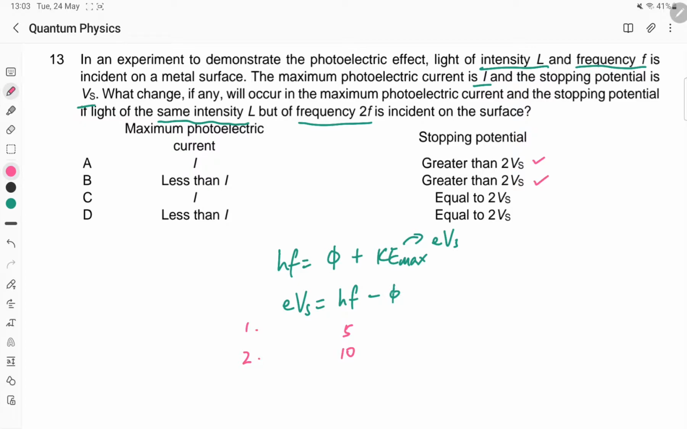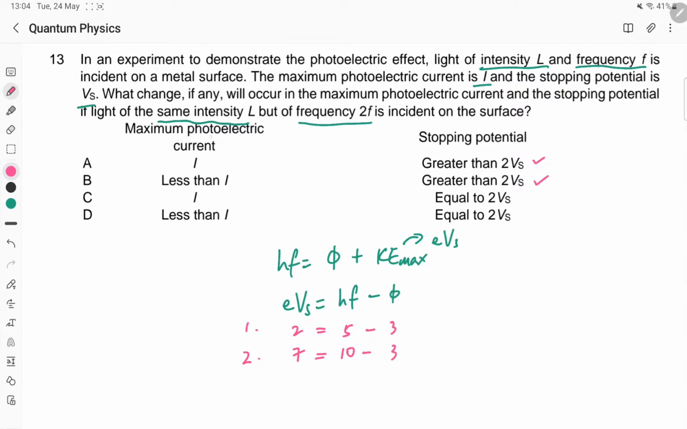matter. So let's say the work function is 3. So you have to minus 3 in both cases. When you have 5 minus 3, you have 2. But when you have 10 minus 3, you will have more than twice 2. So that's how you can see it in a very concrete way. So that takes care of the stopping potential part.